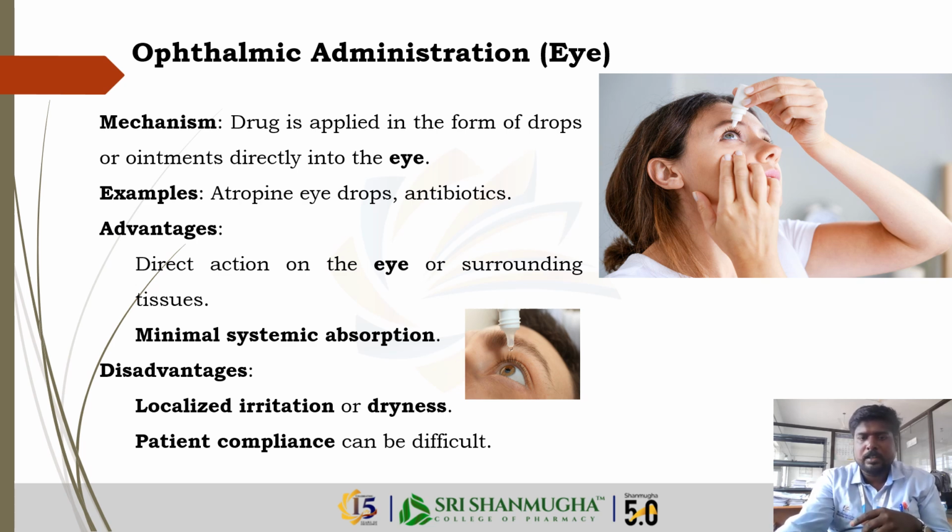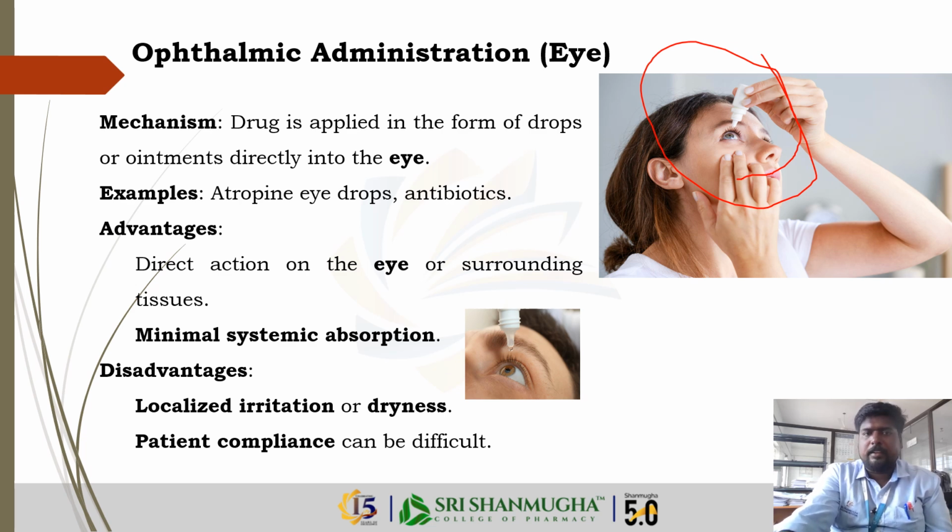In this picture, the drops are directly applied to the eye. This type of route of administration is known as ophthalmic drug administration. For example, atropine eye drops and other antibiotics are the main examples.